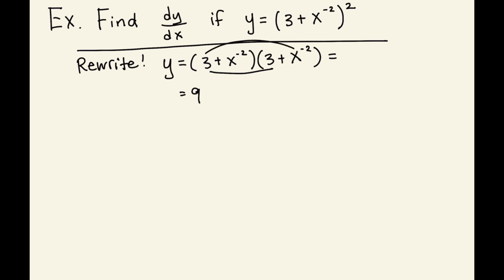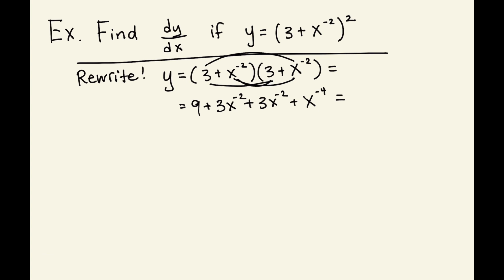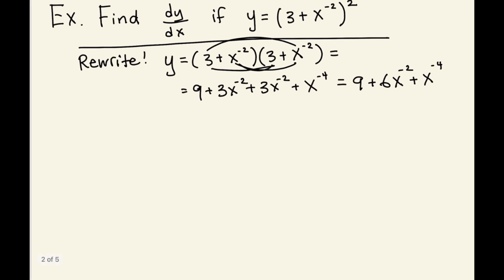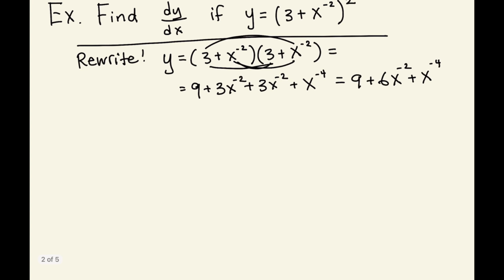The product of my outers, I have 3x to the negative 2, and then plus 3x to the negative 2 again, and I have x to the negative 4th power. This simplifies to 9 plus 6x to the negative 2 power plus x to the negative 4th power. And I haven't even taken the derivative yet. All I've done is rewrite my function.